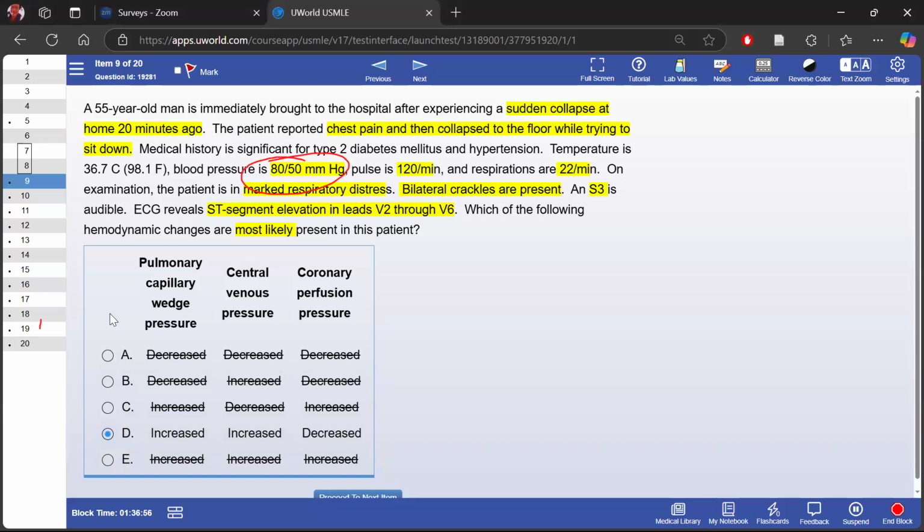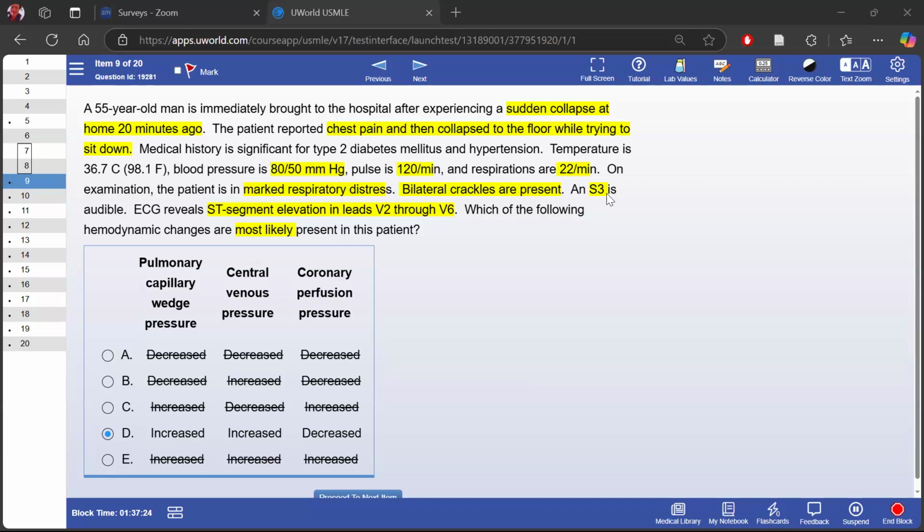in this case. All right. So D here will be the best. So expect PCWP to be high, CVP to be high, and coronary perfusion pressure to be decreased because of low pressure, right? In the order. Yeah. So for questions where you have several indices like this, where you have to choose from or determine, always start with the one you are sure of.